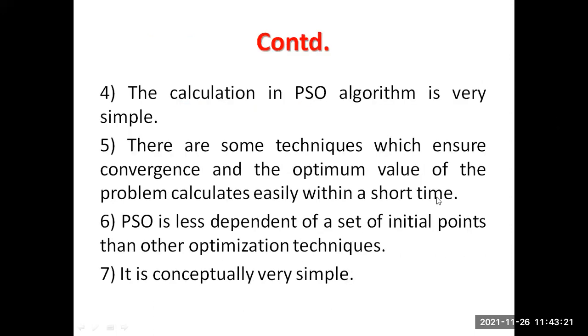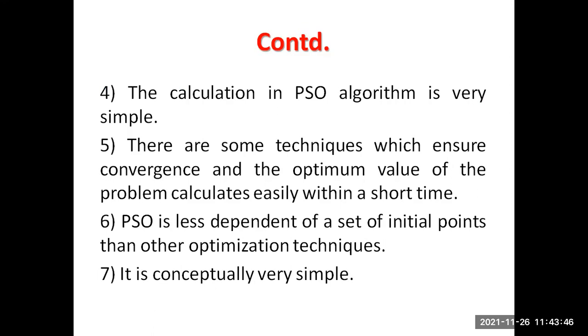The calculation in the PSO algorithm is very simple. We have seen that there are very simple steps. There are two algebraic formulas: one is the velocity updation and the second is the position updation. These two formulas describe the whole algorithm. So if we can understand those two formulas, the velocity formula and the position updation formula, then it is very easy to implement this particular algorithm.